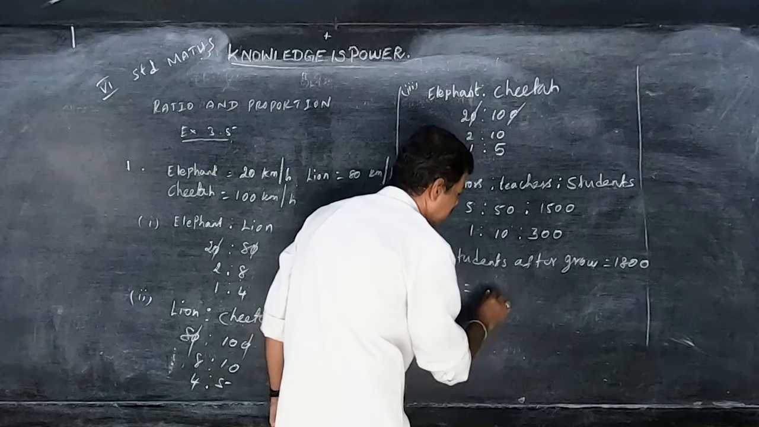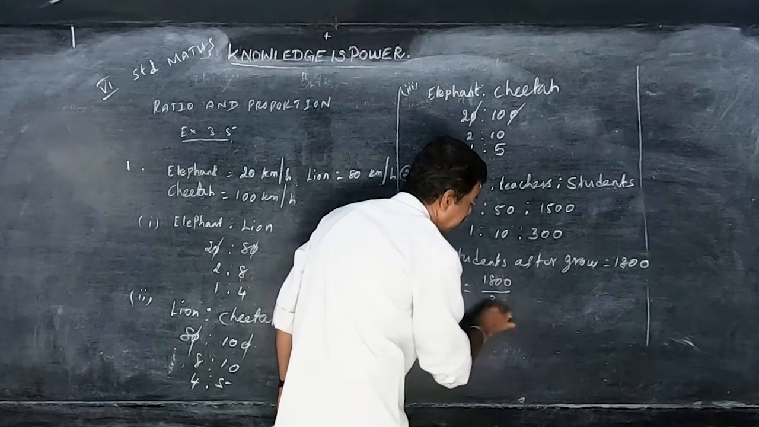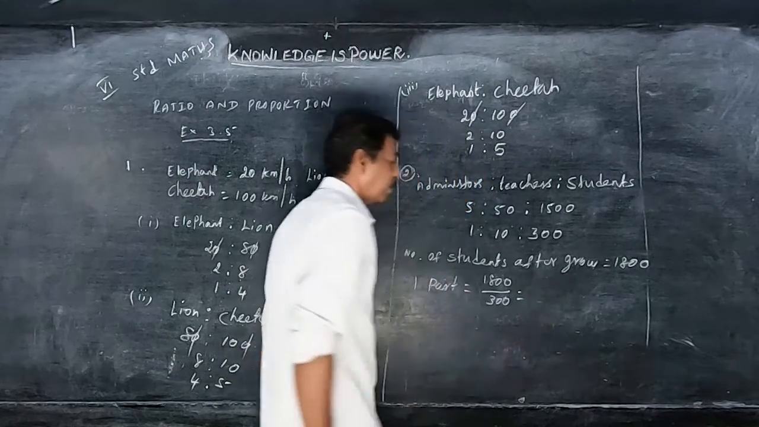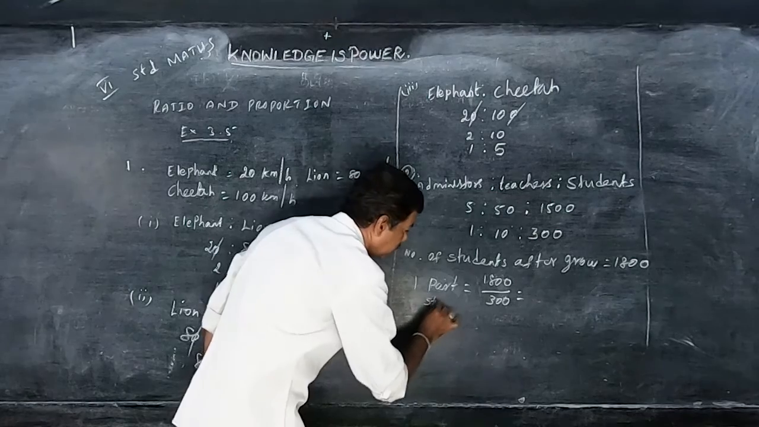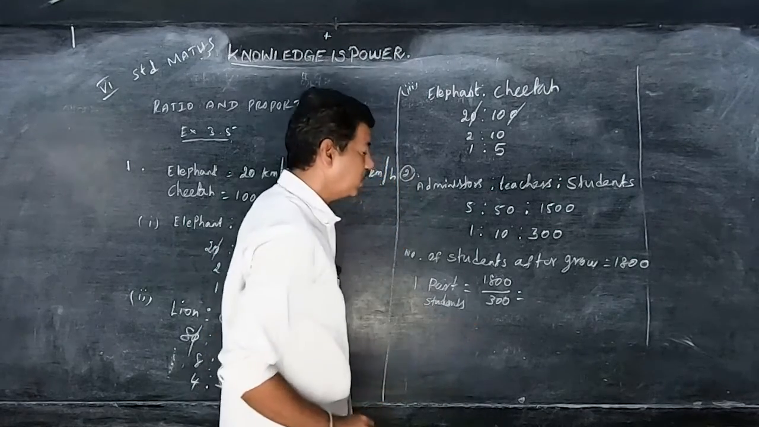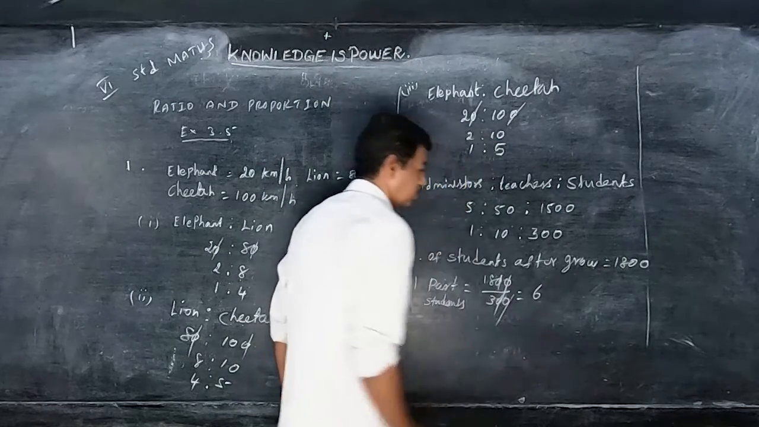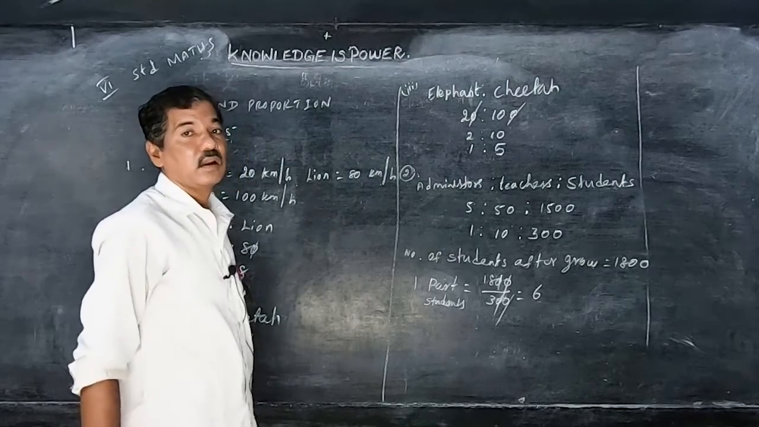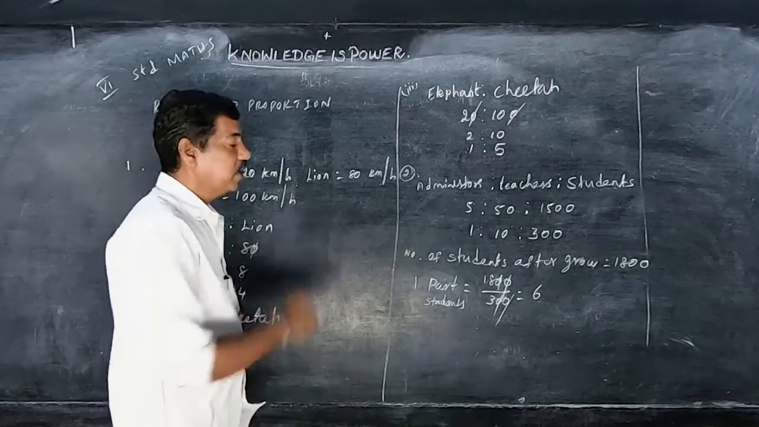First find it. What? Students. One part of students: 1800 by 300. So what will be, 0 cancel, 0 cancel, 6. One part of the things will be what? 6. One part of students will be 6.